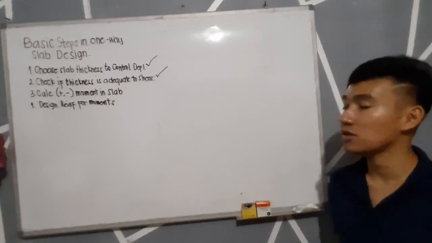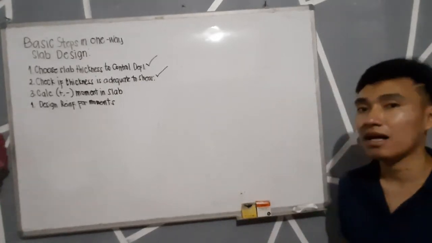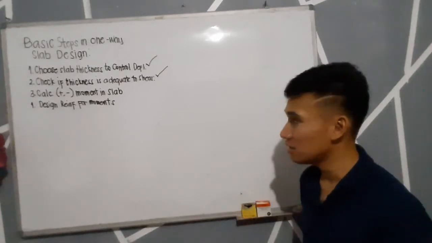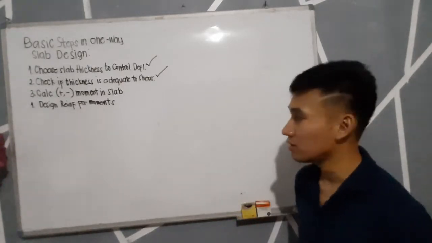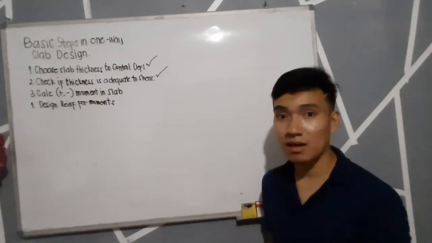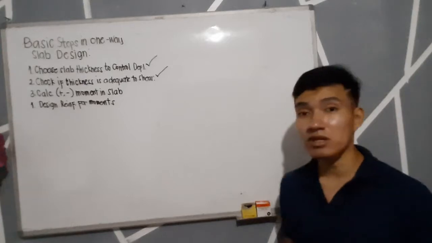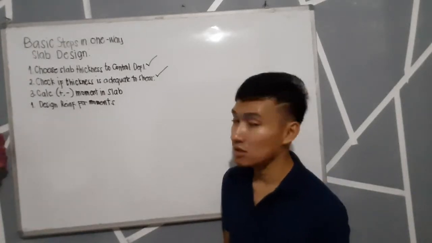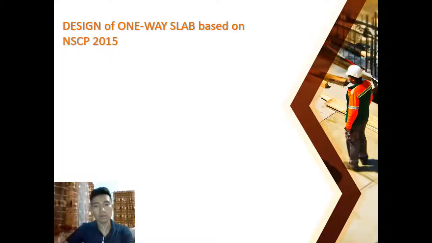In step number 3, we're going to calculate the positive and negative moment in the slab. The table is too big, since the code gave us a table for solving the positive and negative moment in one-way slabs and beams, so I'll present it through a PowerPoint presentation to make it clearer and easier to understand. So let's now proceed to step 3, calculating the positive and negative moment of the slab.